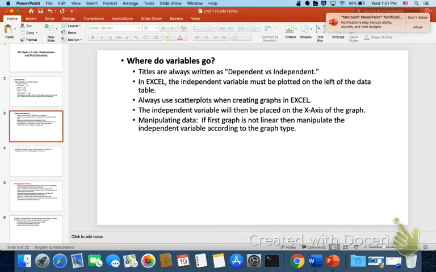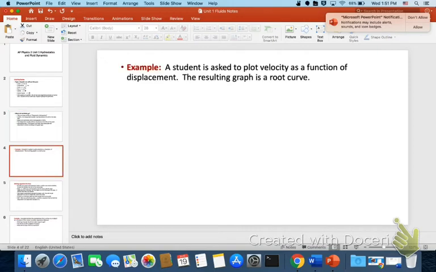All right, so let's look at one example real quick. Let's say a student was asked to plot velocity as a function of displacement, and you end up with a root curve for the graph. So if I ask you to do this, velocity is a function of displacement. When you go into Excel, you are going to want to put displacement, so delta x, in column A, and velocity is going to be in column B.